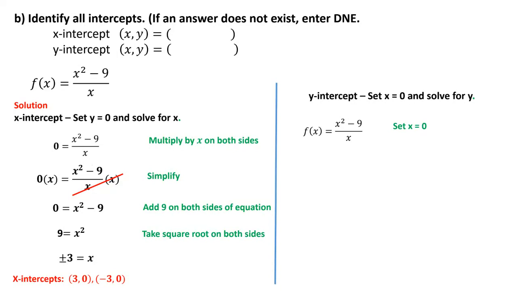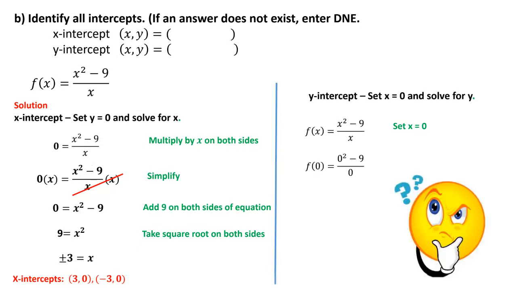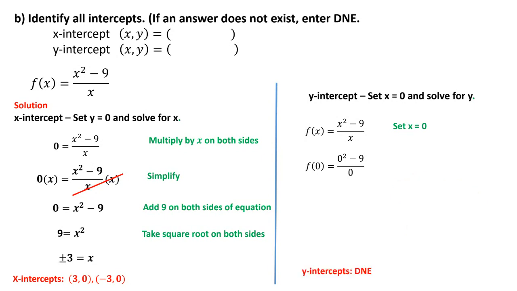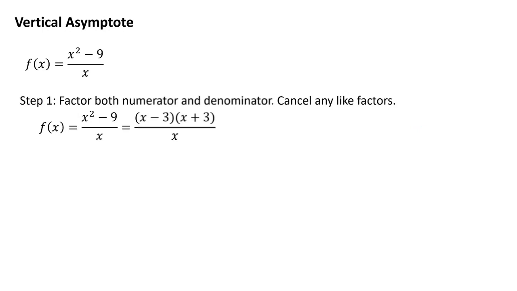Our y-intercepts, let's set x equal to 0. So when we do this, we don't want 0 at the bottom, right? So what this is going to tell us is that there are no y-intercepts. The answer for y-intercepts does not exist because, again, we cannot have 0 in the denominator of our fraction.